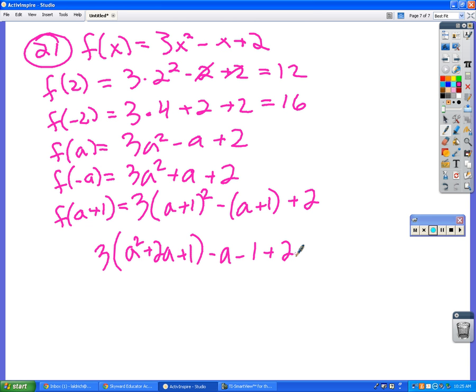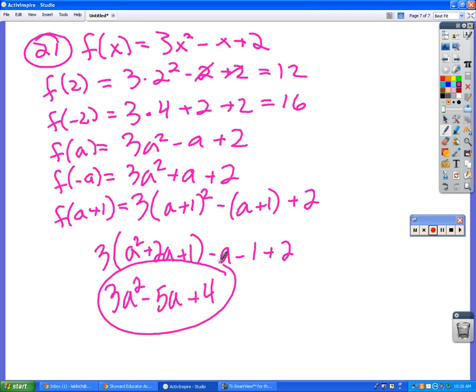And then in the interest of time, I'm going to just do this all in one last step. This is going to give me 3a squared. 3 times 2a will be 6a. Take away an a, leaves me with 5a. 3 times 1 is 3. Minus 1 is 2. Plus 2 is 4. So that works out to be 3a squared plus 5a plus 4. Why was it minus 5a? Because it's supposed to be plus 5a and I wrote it down wrong. Okay? Alright?